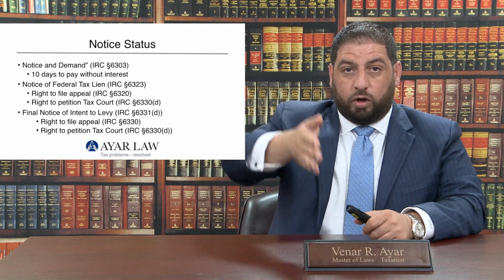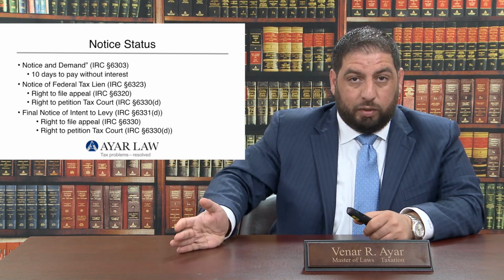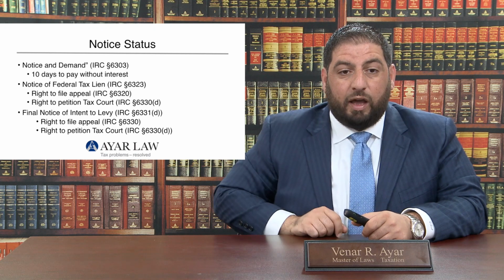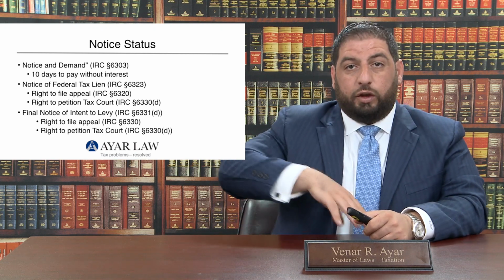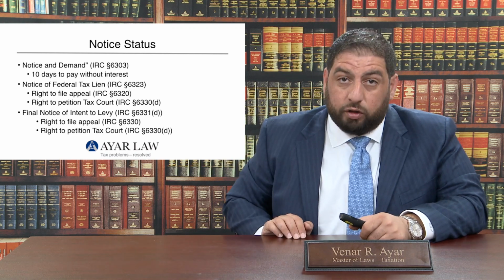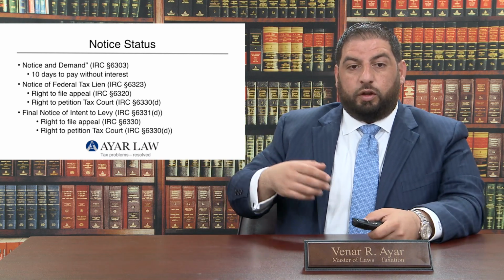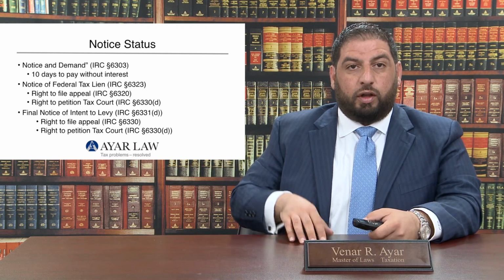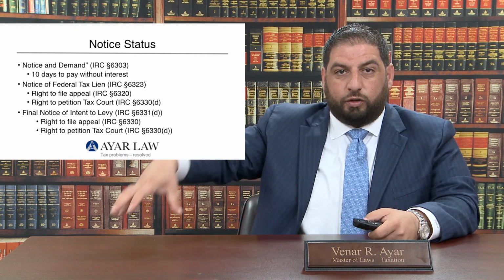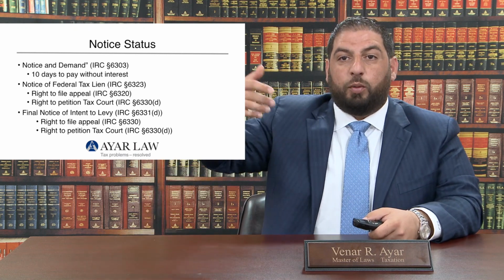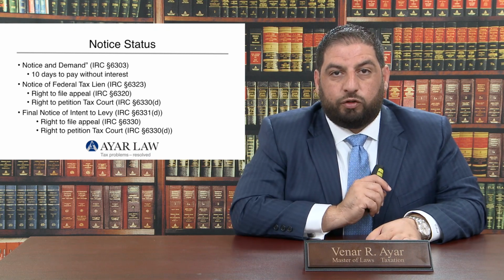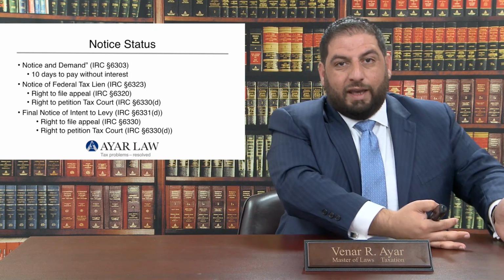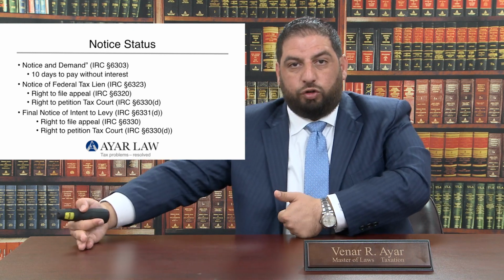It says, hey, we're going to come take your stuff, and we really mean it. And it gives you a right to file an appeal. The appeal is called a collection due process appeal, and you can also go to tax court at the conclusion of that appeal. Because of that, the final notice of intent to levy is also called a collection due process notice of intent to levy. It comes from the due process clause of the Constitution that says the government can't take your stuff without giving you notice and an opportunity for an impartial hearing.